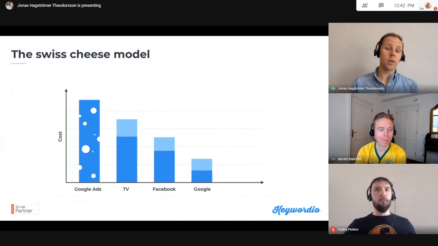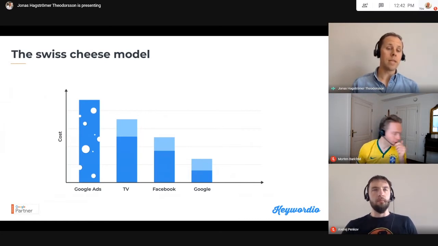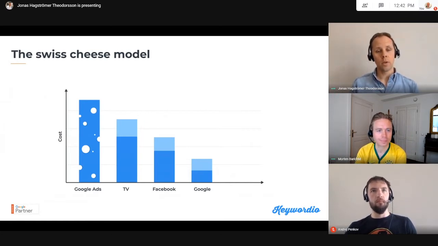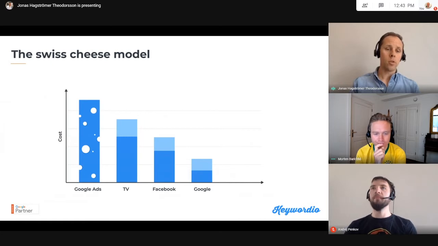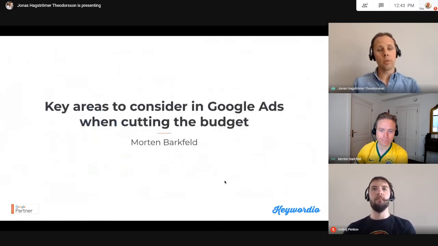So going in and saying, okay, let's cut 10% here, it's going to be a lot of work to go into the details and really understand, to make sure that you cut with limited effect on revenue. So this is what Morten and Andre will share more about. So with that, I would like to hand over the word to Morten.